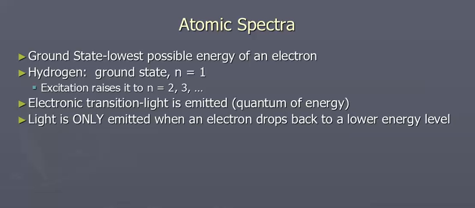So the ground state is the lowest possible energy. That's what we've been doing. We've been doing ground state electron configurations for atoms. For example, hydrogen's ground state is n equals 1 because hydrogen's electron configuration is 1s1. But the electron doesn't always stay in the 1s orbital. It moves to higher levels. So excitation raises it to n equals 2, 3, or whatever. It doesn't like to be in the higher excited state, so as that electron comes back down, light is emitted. But light is only emitted when an electron drops back to a lower energy level.